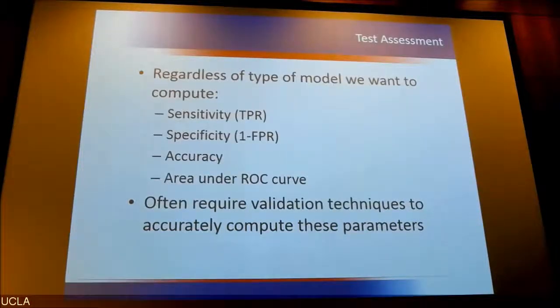Once we've actually created a model and created decision rules, as I mentioned, the things we'll want to end up with are the true positive rate, the false positive rate, and the area under the ROC curve. But to get these, this really needs to be done in a validation study.